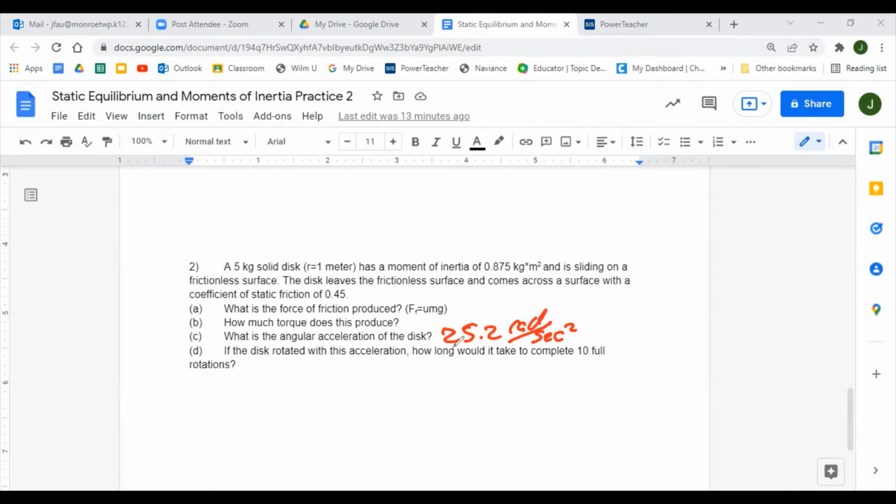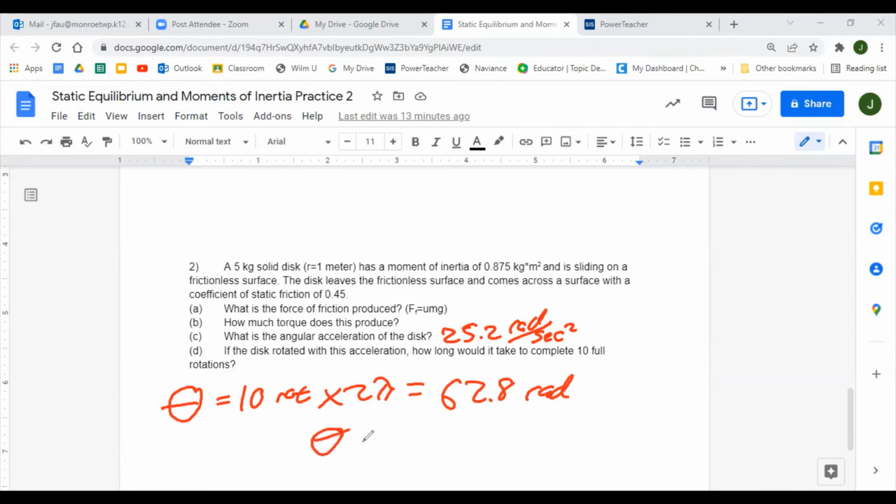If the disc rotates with this acceleration, how long would it take to complete 10 full rotations? All right, so theta is 10 rotations, but we can't use rotations. We have to multiply it by 2 pi. So theta equals 10 times 6.28, or it needs to travel 62.8 radians. We're trying to find out how long that takes.